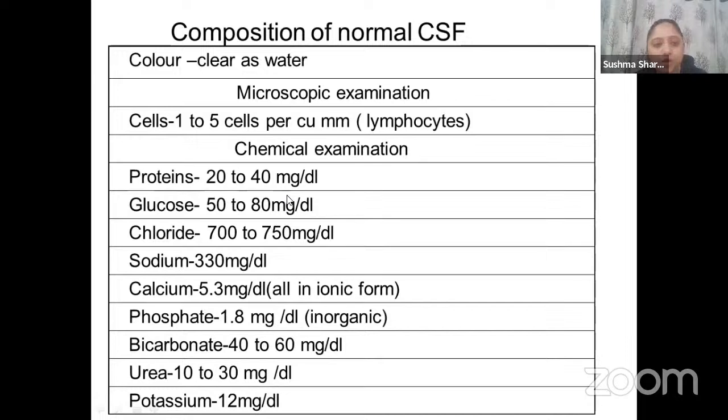Protein is about 20 to 40, glucose is 50 to 80, chloride is 700 to 750, sodium is around 330, calcium is around 5.3, phosphate is around 1.8, bicarb is around 40 to 60, urea around 10 to 30, and potassium is about 12 mg. I don't think the chemical composition of CSF is important per se with respect to anatomy, but this definitely can be asked in physiology. Okay, this is a physiology topic, right?